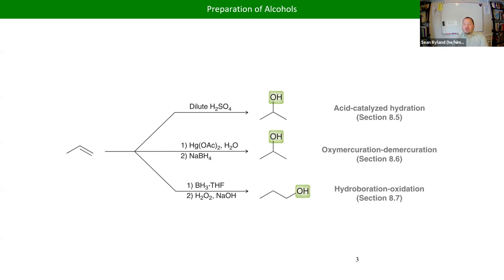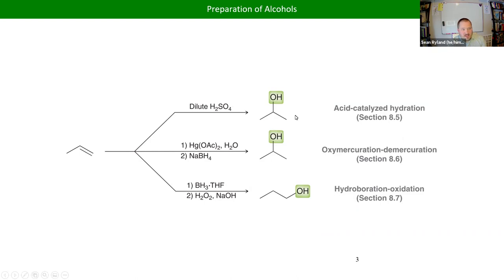If we had a good leaving group, we could have a substitution reaction happening with an OH group, if we had sodium hydroxide as our nucleophile. But the more controlled way we have of generating these alcohols are the addition reactions from an alkene.